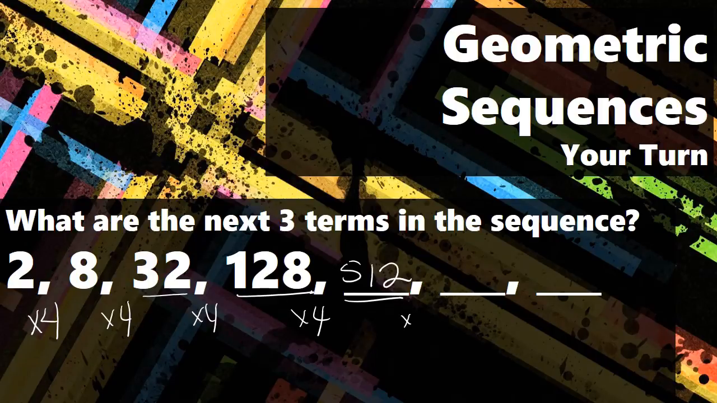512 times 4 gives us 2,048. 2,048 times 4 gives us 8,192.